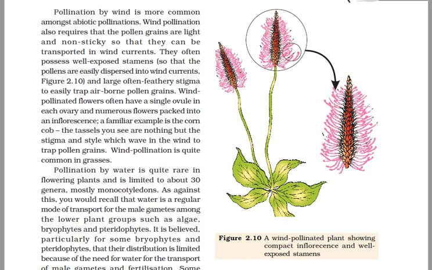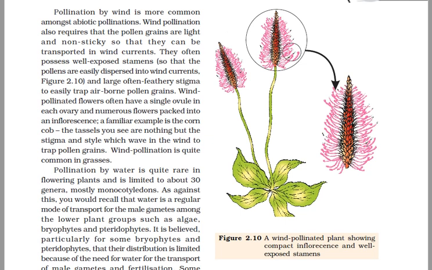These are actually the tassels. So the wind pollinated flowers generally have a single ovule in each ovary, and many flowers are packed into an inflorescence, which is shown here. This is a figure of a corn cob, and the tassels you see are nothing but the stigma and the style. So this is important. Please underline that the tassels are nothing here but the stigma and the style.